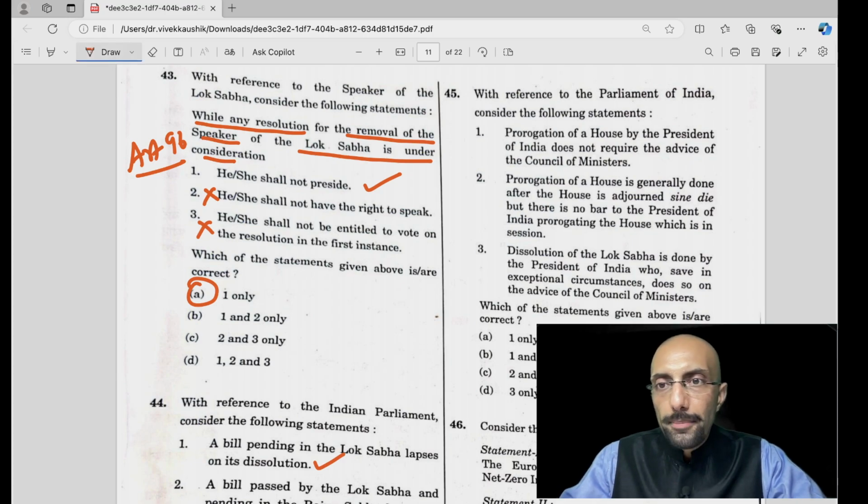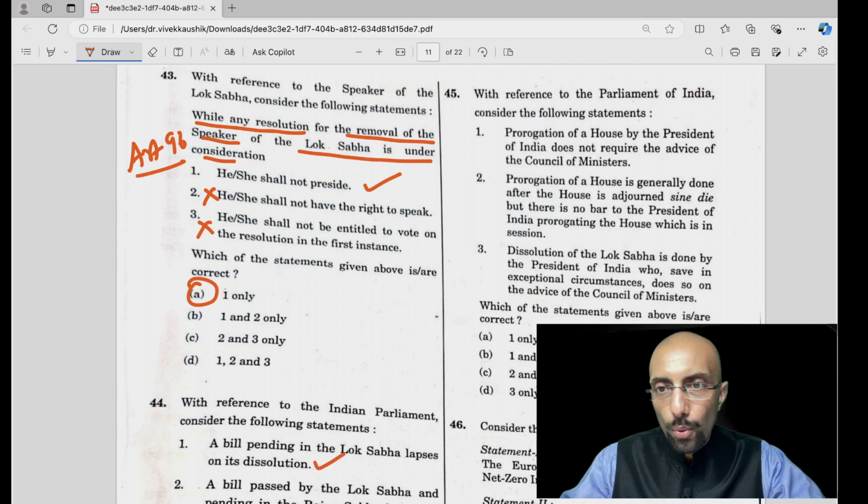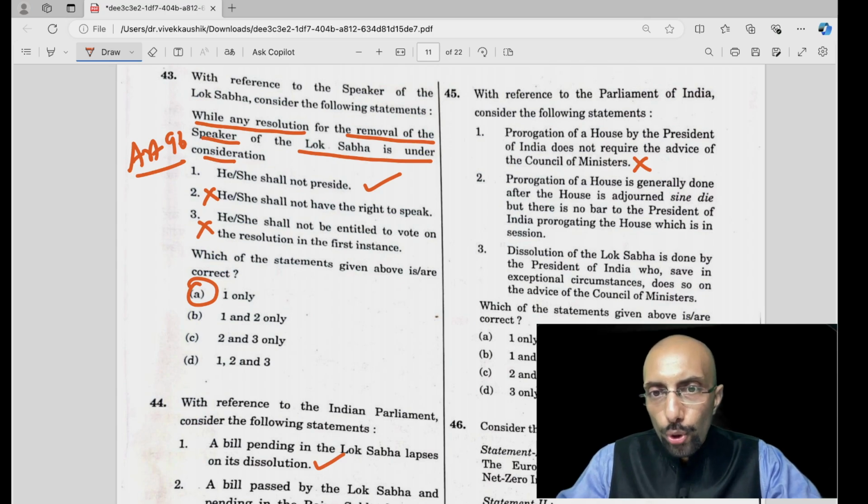With reference to the Parliament of India, consider the following statements. Prorogation of a House by the President of India does not require the advice of Council of Ministers. No, this is wrong. Summoning as well as prorogation of the House is done by the President on the advice of Council of Ministers. Prorogation of a House is generally done after the House is adjourned sine die, but there is no bar to the President of India proroguing the House which is in session.